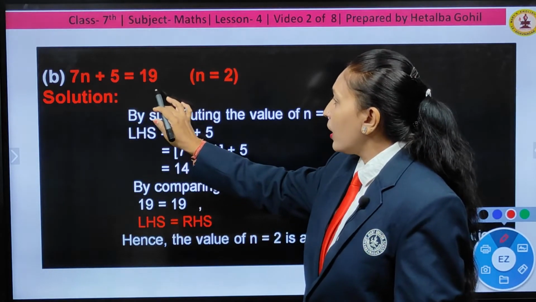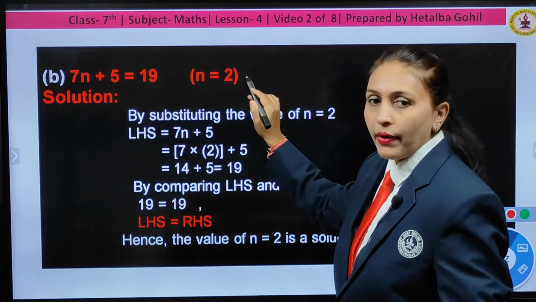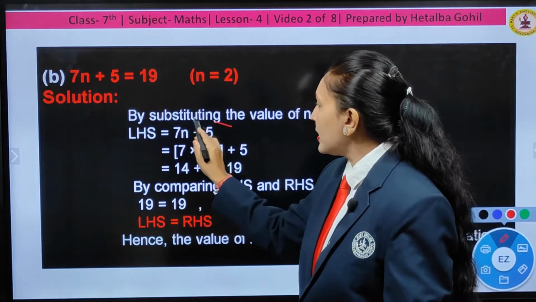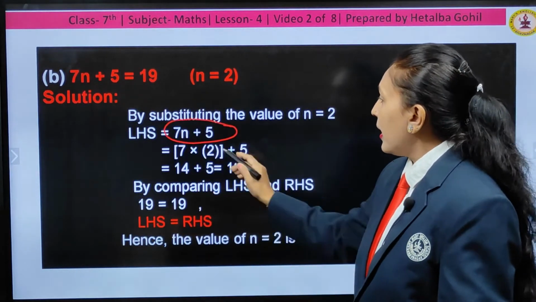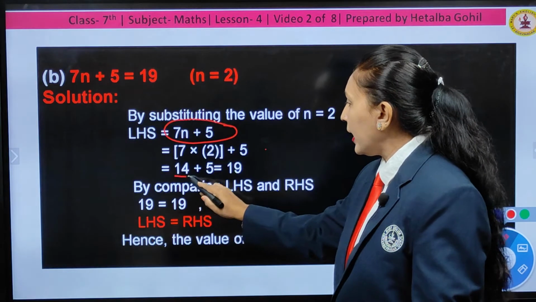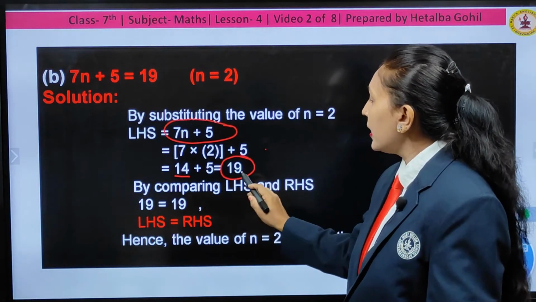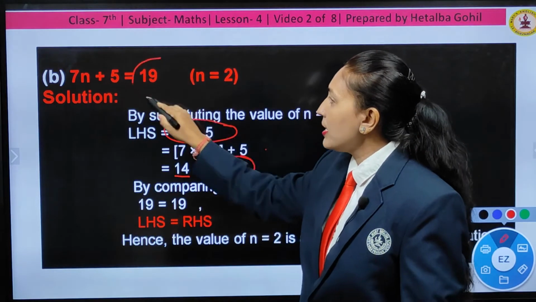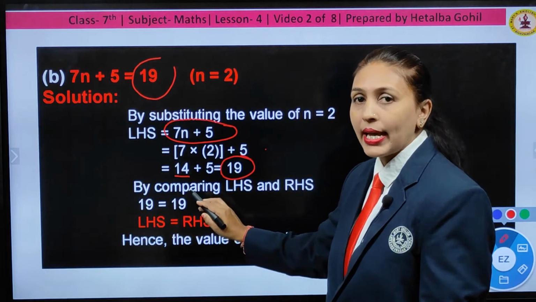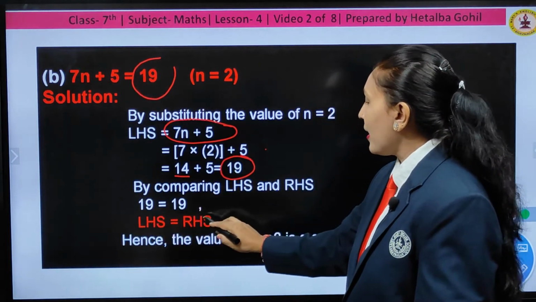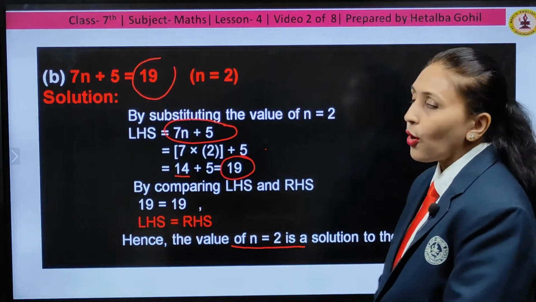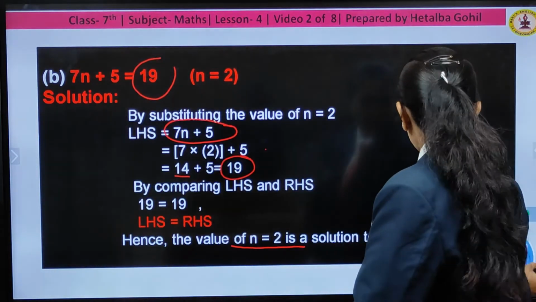7n plus 5 equal to 19. Now the value of n is given as 2. Putting the value of n as 2 in the LHS, 7n plus 5, that is 7 into 2 plus 5, that is 14 plus 5, we get 19. Children, here LHS is 19 and RHS is also 19, both sides give the same answer. That means 19 is equal to 19, both sides are equal. So we can say that the value n equal to 2 is the solution of the given equation.